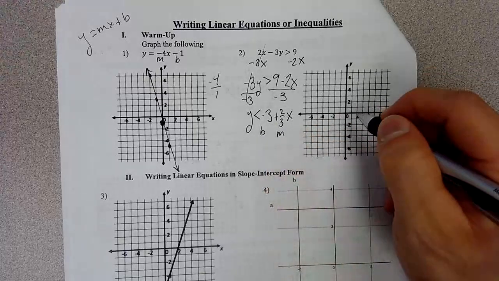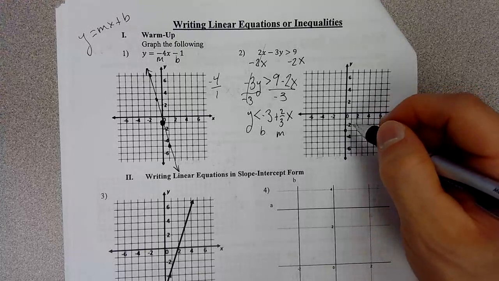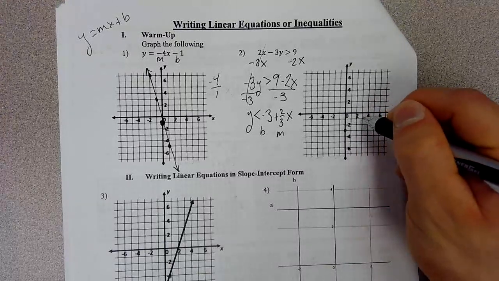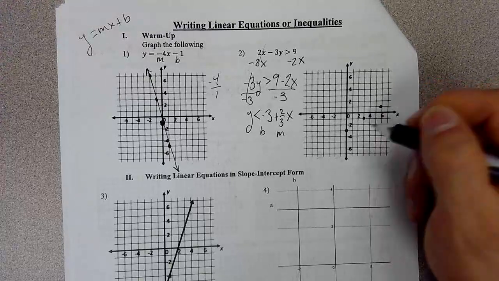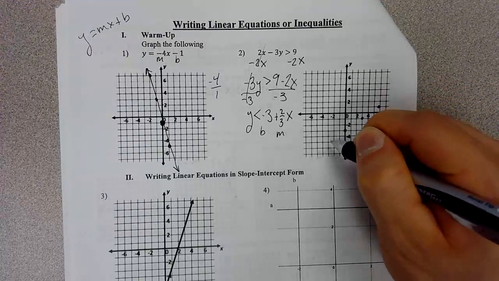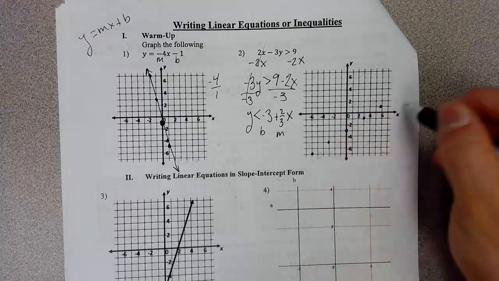So we begin at negative 3 with a slope of 2/3. So I go up 2 over 3. Up 2 over 3. We can go backwards, down 2 to the left 3, down to the left 3, and we'll see that all those points are in a straight line.